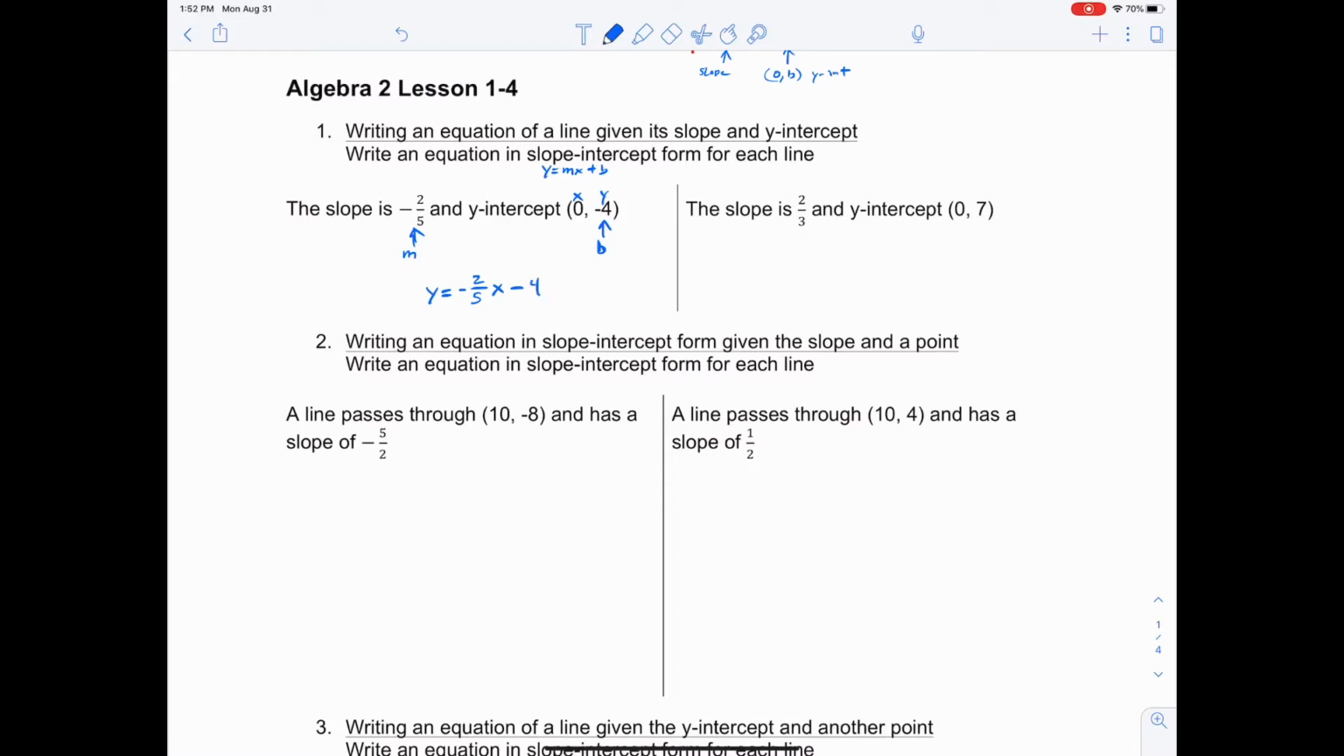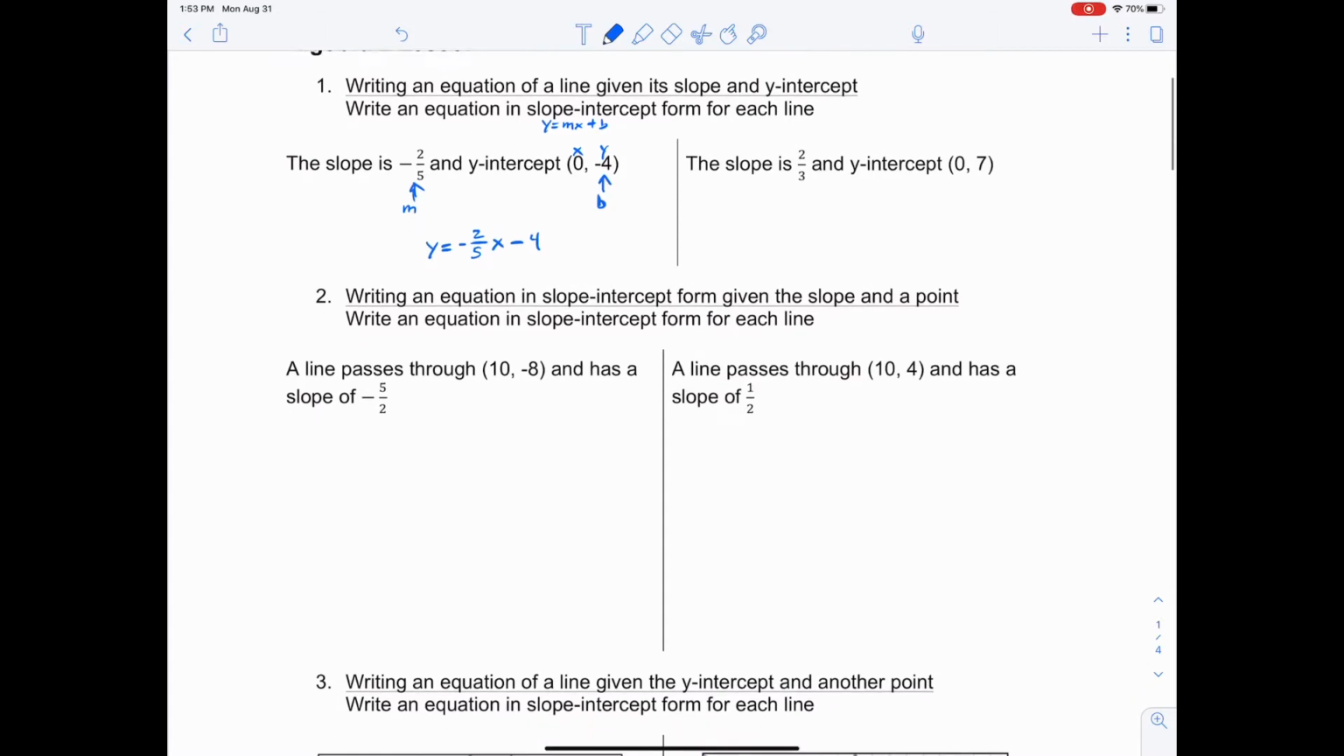Now I have y equals mx plus b. Don't get too confused with the plus b portion. You can always do plus and then -4 in parentheses, and that would be fine as well. Try the one on the right-hand side.